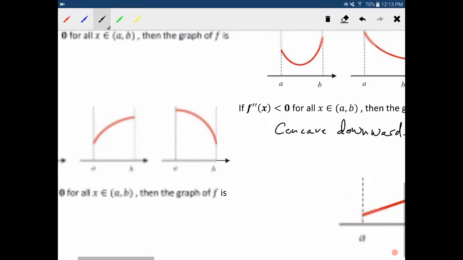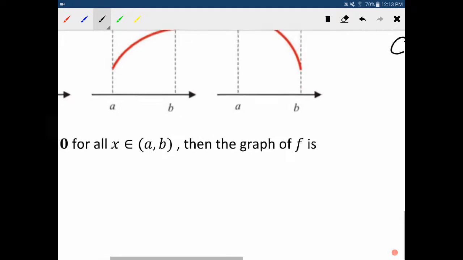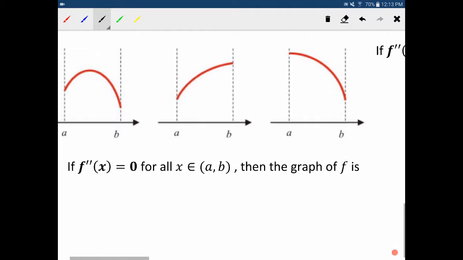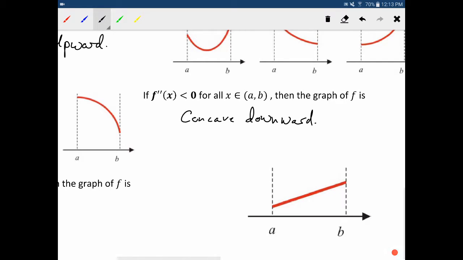The only other option, of course, is that it's equal to 0. If it's equal to 0 over an interval, that means the slope is not changing. The slope is remaining constant over that interval, in which case it would, of course, be linear.